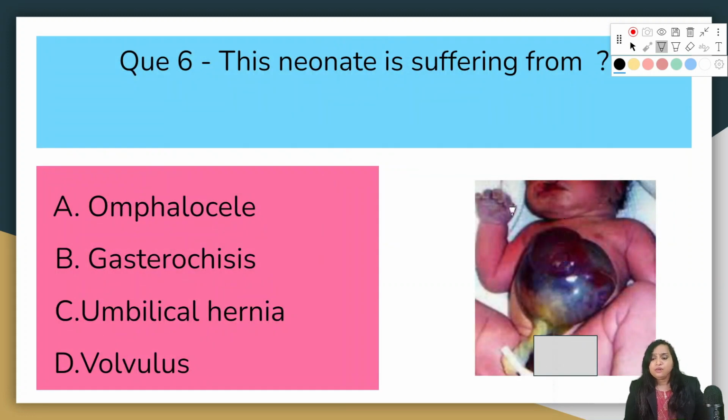Now on the contrary, this neonate is suffering from, here also abdominal content is out. It doesn't look like intestine. Here it is probably kidney and liver, and the content is covered with a sac. So is it omphalocele, gastroschisis, umbilical hernia, or volvulus? It is omphalocele. It is also an abdominal wall defect, but the content of the abdomen will be covered properly by a sac.